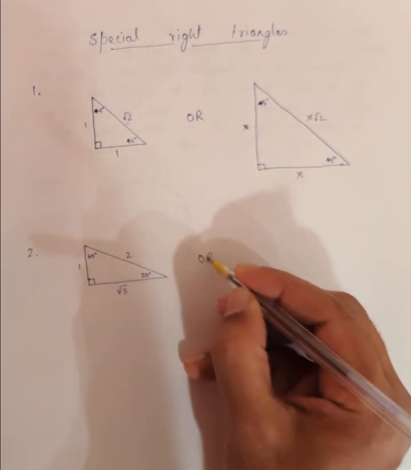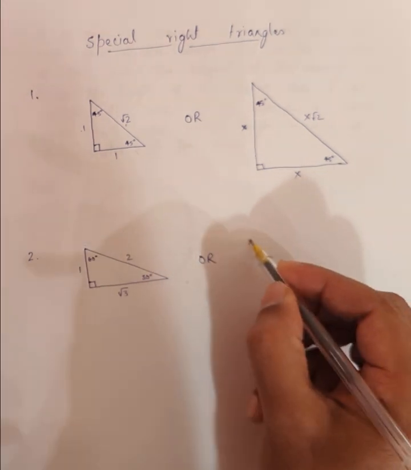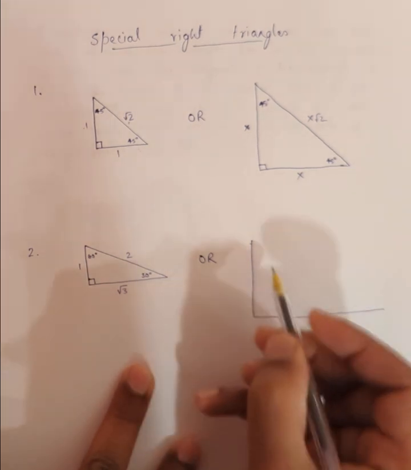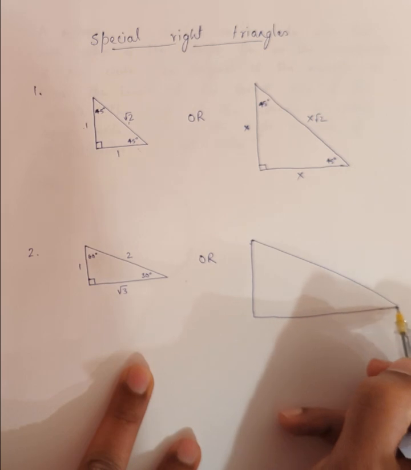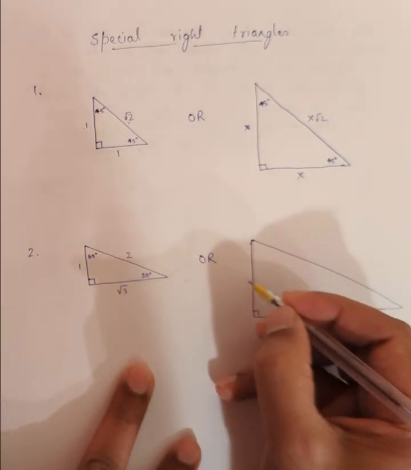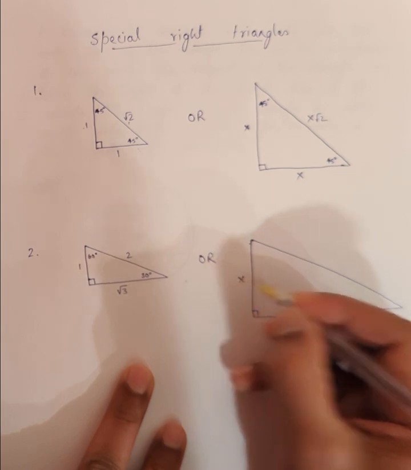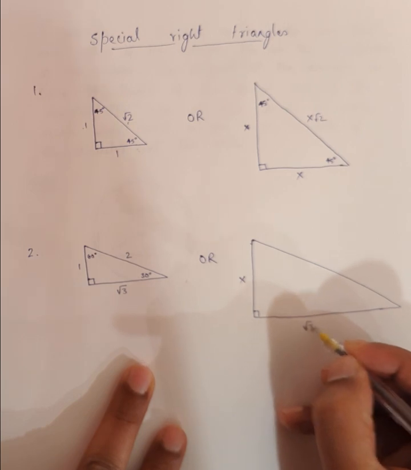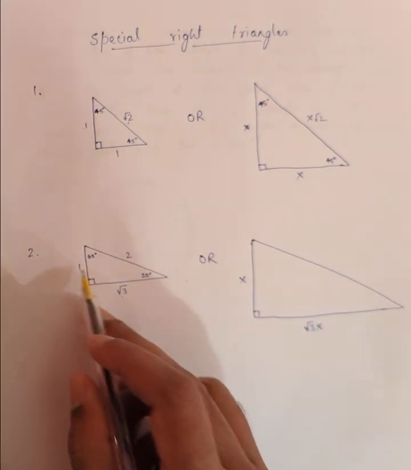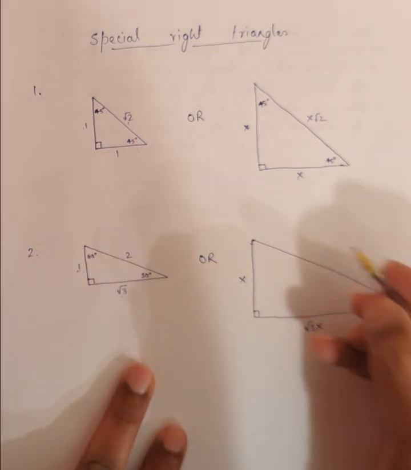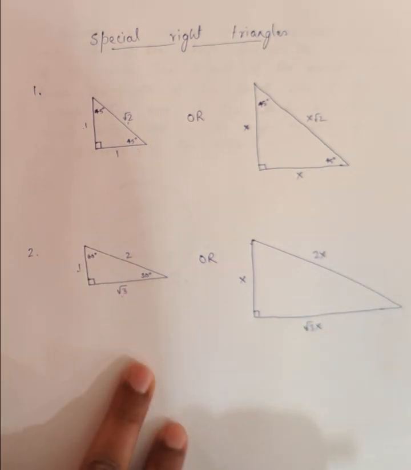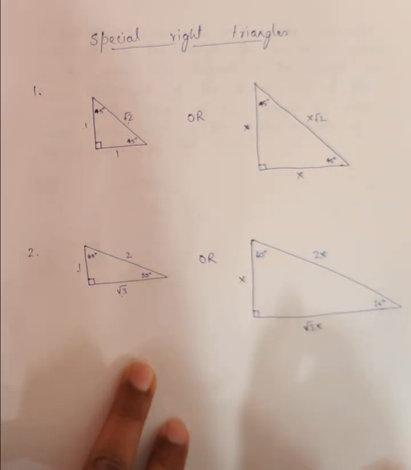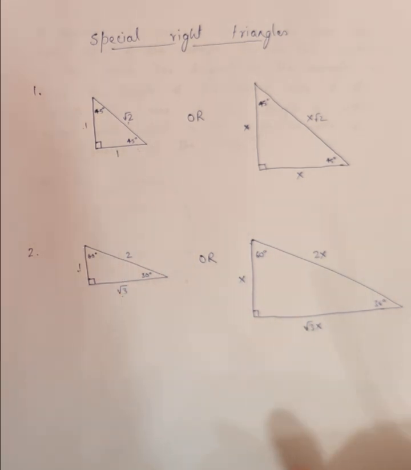Now this special right triangle, if I increase or decrease the size, where the shortest side is x, then the longer side would be root 3 x. It's root 3 times the shorter side, and then this is double, 2x. And again, these are 60 degrees and that's 30 degrees. So we want to have this picture in mind.